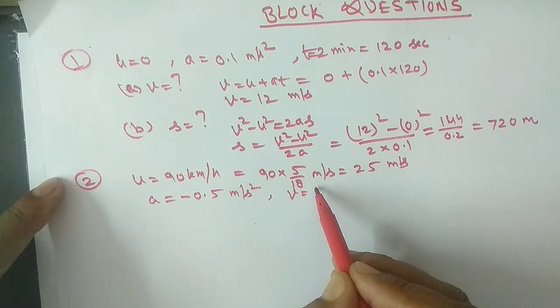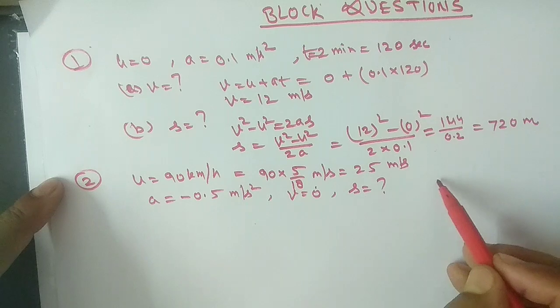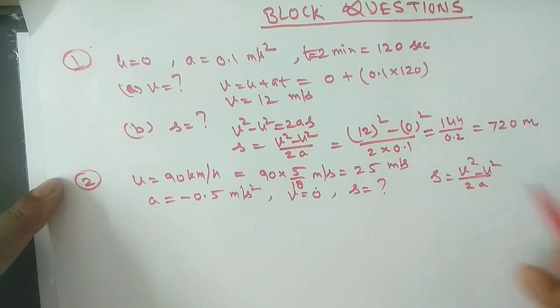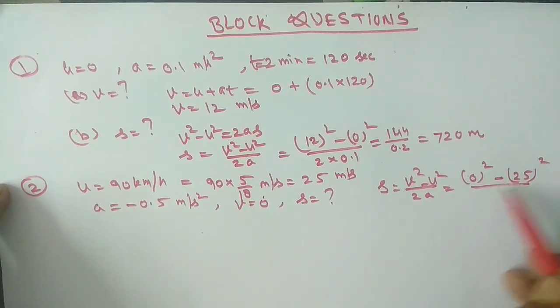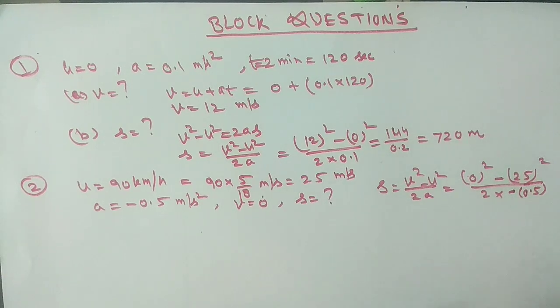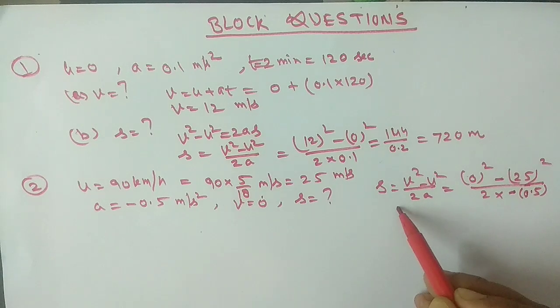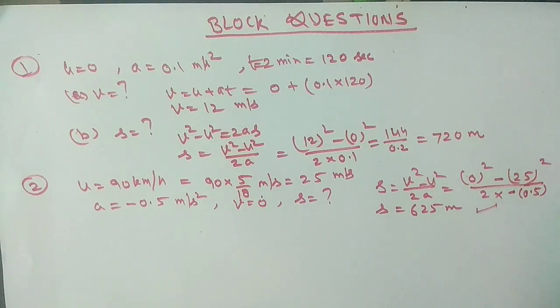Because the body is stopped, v is equal to 0. Find the displacement. So using the relation s is equal to v square minus u square upon 2a. V means final velocity, 0 square minus u, which is 25 square, upon 2 into a, and a is given in this question as minus 0.5. Okay, if you solve it, you will find its value is equal to 625 meter. This is the answer of this question.